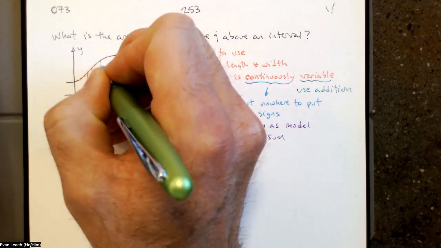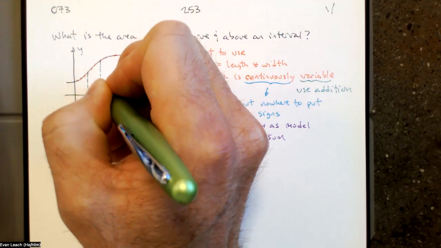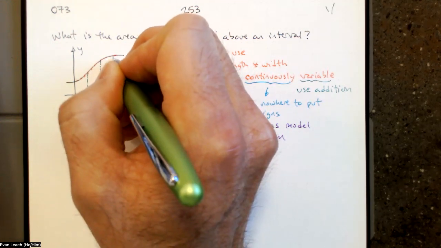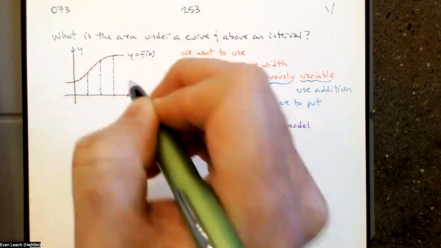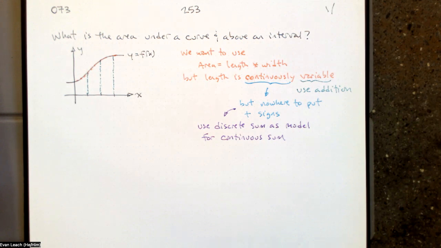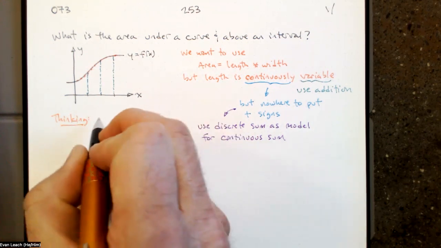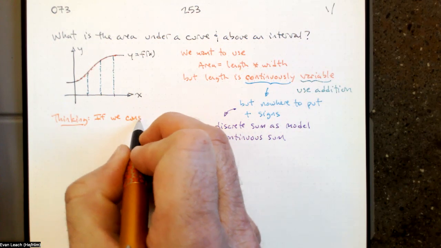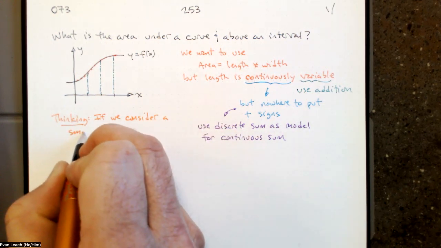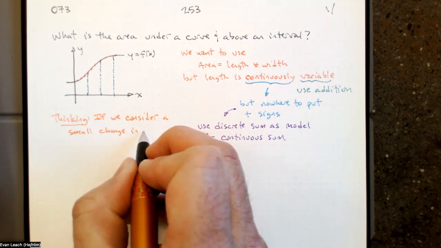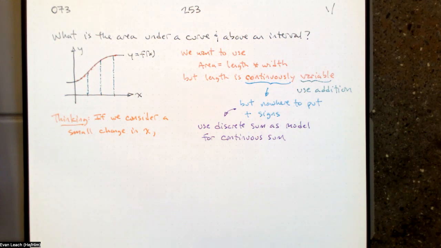And I say, if we look close enough, the thinking is that since the function is continuous, if we look at the function close enough, if we look over a small enough change in x, then the value of the function won't change that much. So this is the baseline thinking that we're going to apply. If we look over a small enough change in x, then the value of the function won't change that much. If we consider a small change in x, then the change in f of x will not be large. Then we'll have a small change in f of x.